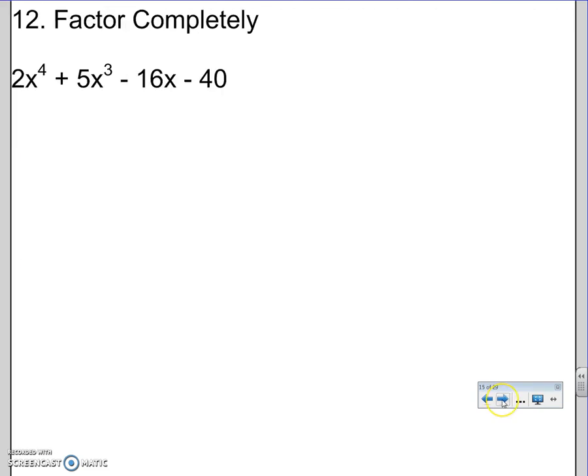Right, number 12. Factor completely. So again, factoring, first up GCF. There's no GCF here. Next up, you count how many terms there are. There's 4 terms. 4 terms means grouping. I check this 2 as a group. I can take out an x cubed. What's left over would be a 2x plus 5.